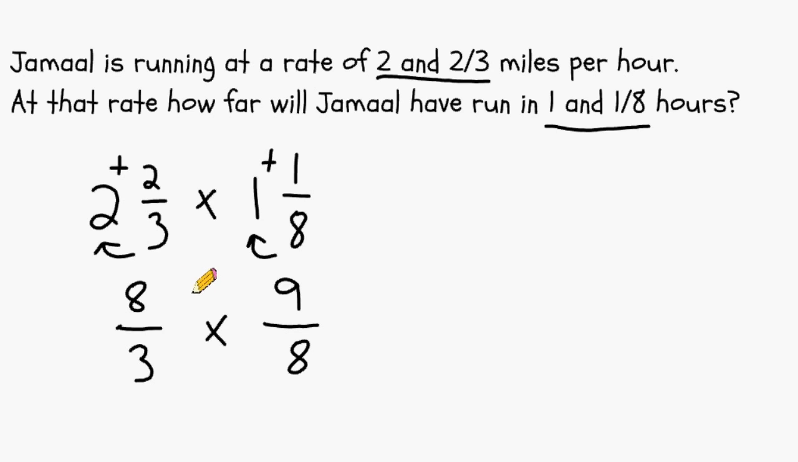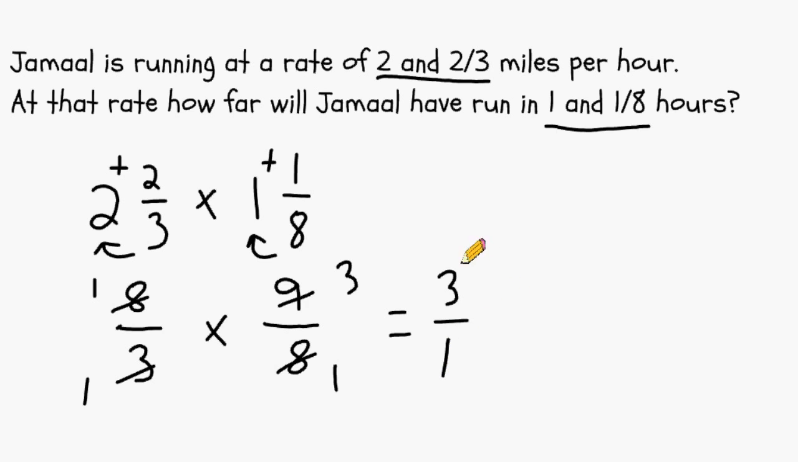Now we see if we have any cancellation opportunities, and right away we can spot an 8 at the top here and an 8 at the bottom here. And we can change both of those into the number 1. And for the 9 and the 3, we can divide the common factor of 3 into both of those. So 3 goes into 3 once, and 3 can be divided into 9 3 times. And that leaves us with 1 times 3 at the top, which is equal to 3. And at the bottom, we have 1 times 1, and that is equivalent to 1.